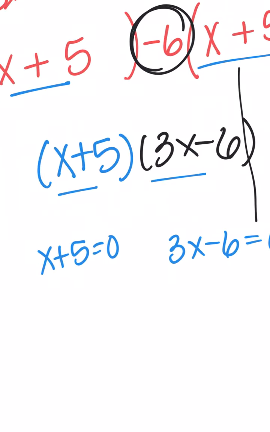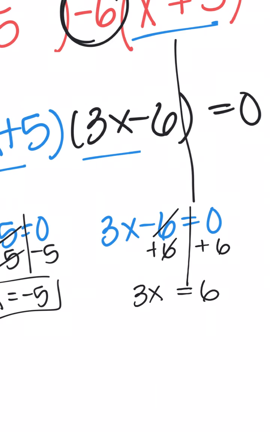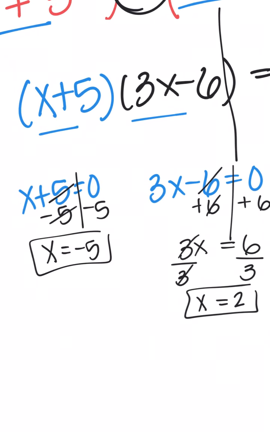And then we'll solve those to get the x by itself. So I'll have to subtract 5, and I get x equals negative 5. And then here, I would add my 6 first, and I would get 3x equals 6. And then I still have to divide by 3 to get rid of it since it's being multiplied, and the opposite of multiplication is division. So 6 divided by 3 makes 2. So my two factors are negative 5 and positive 2.